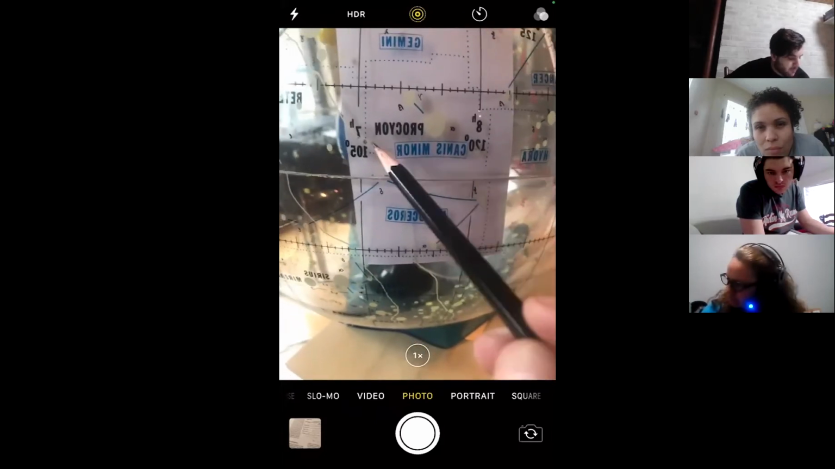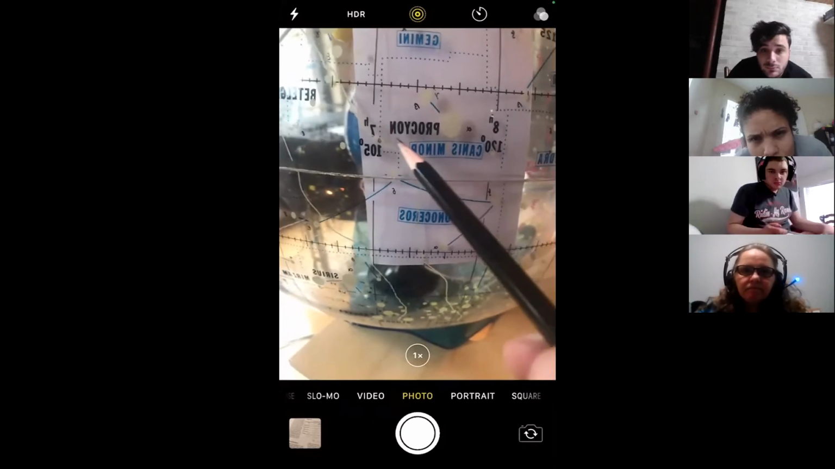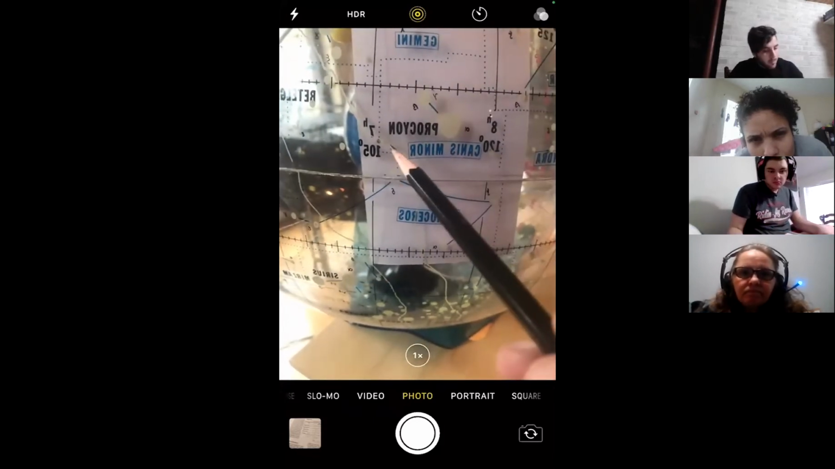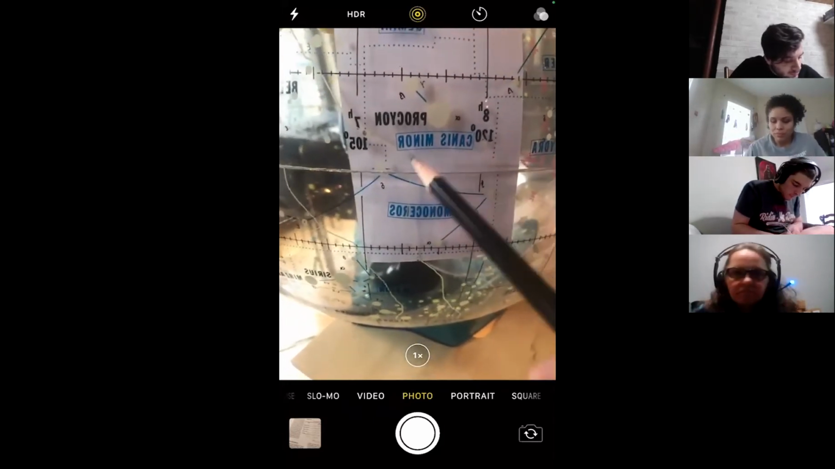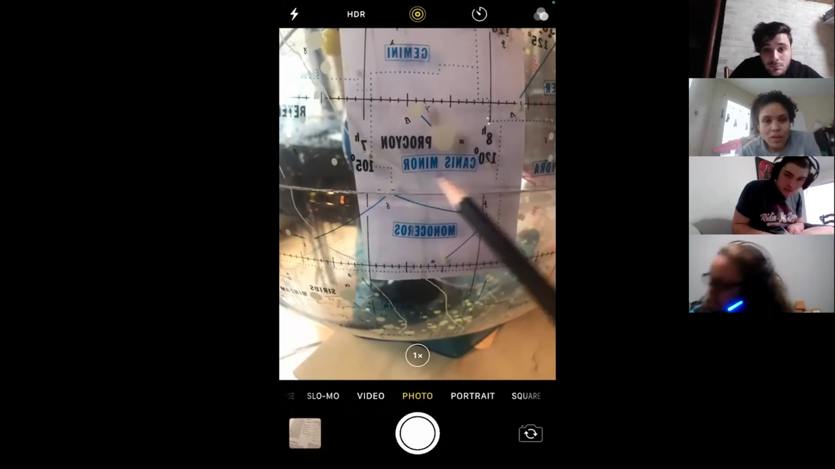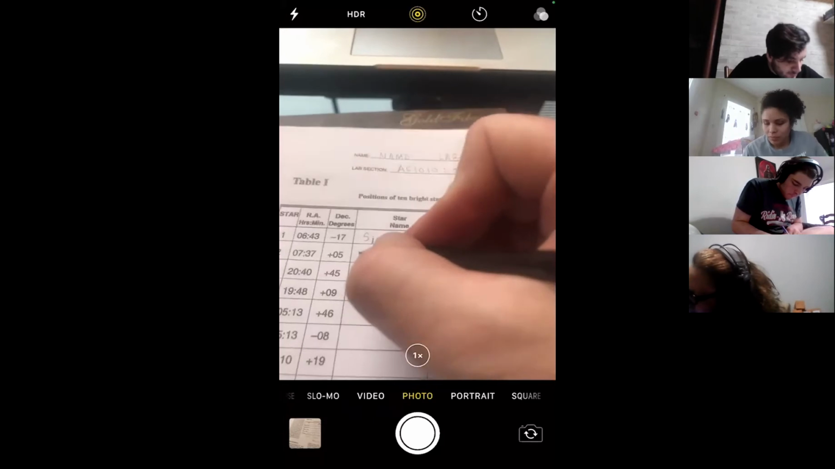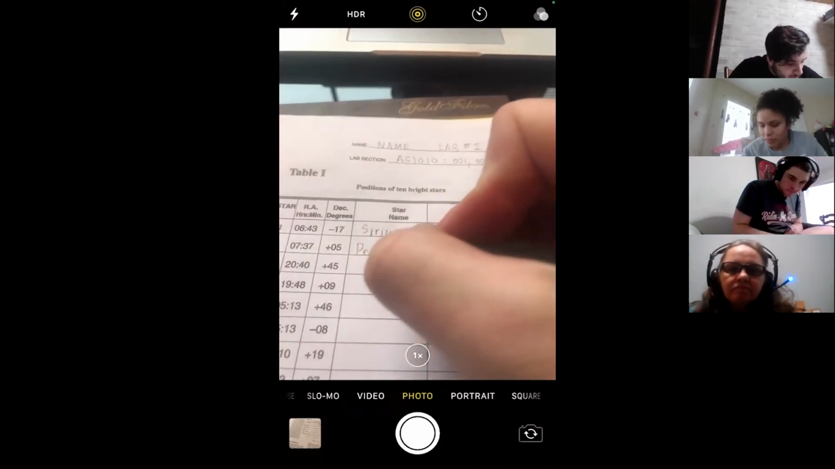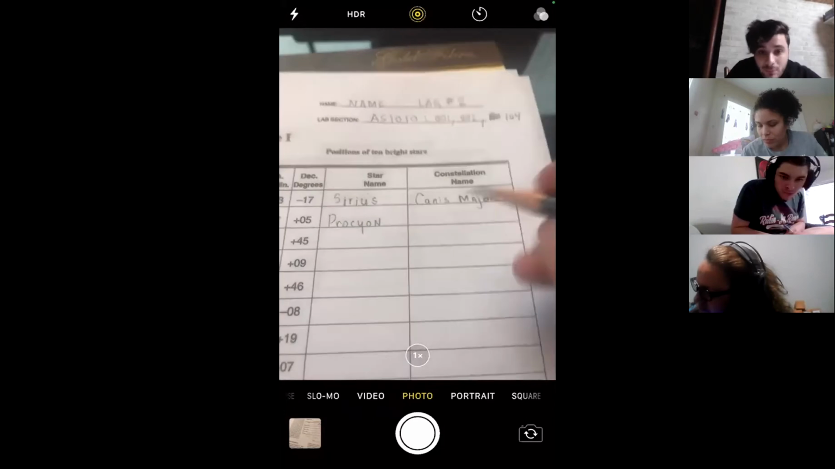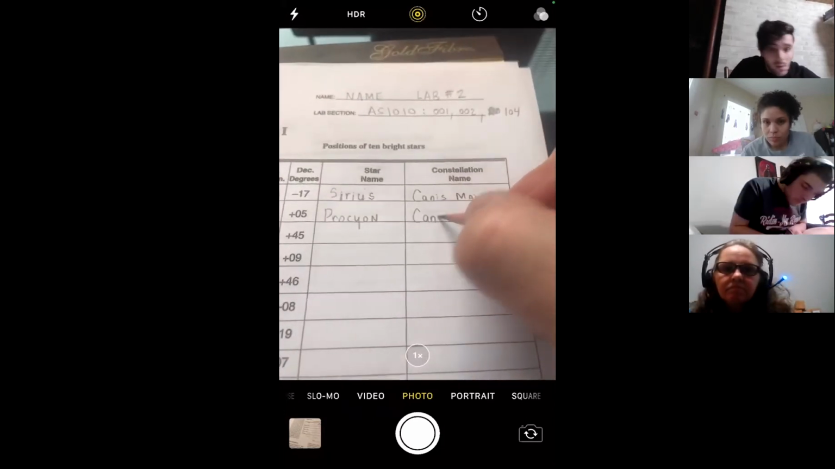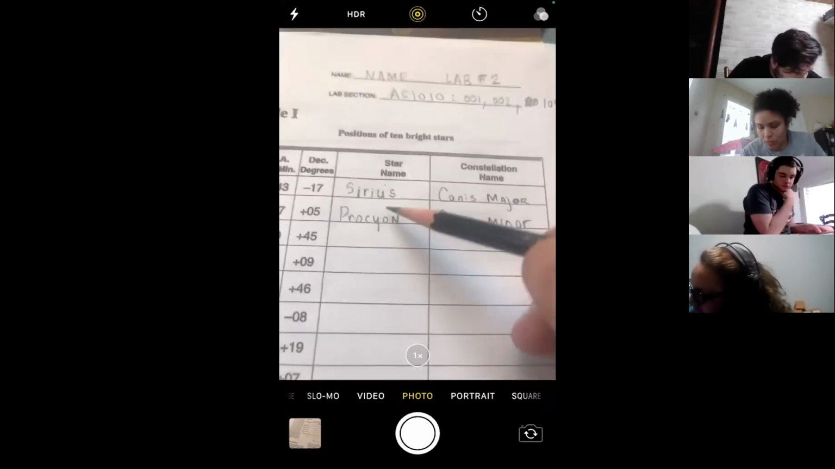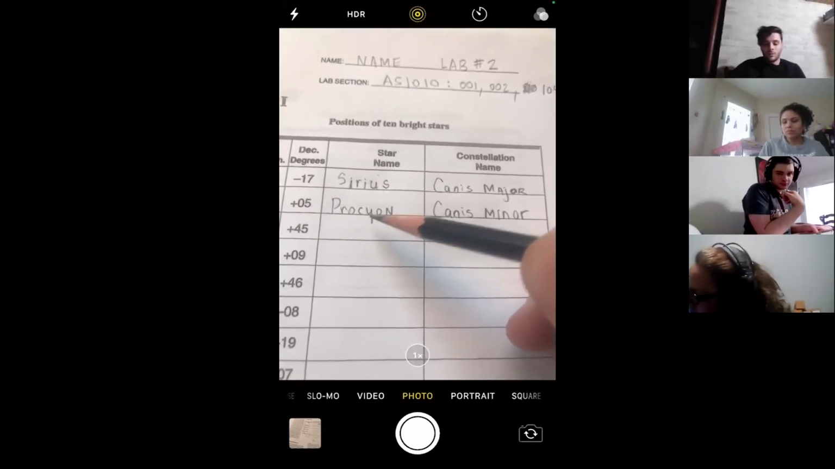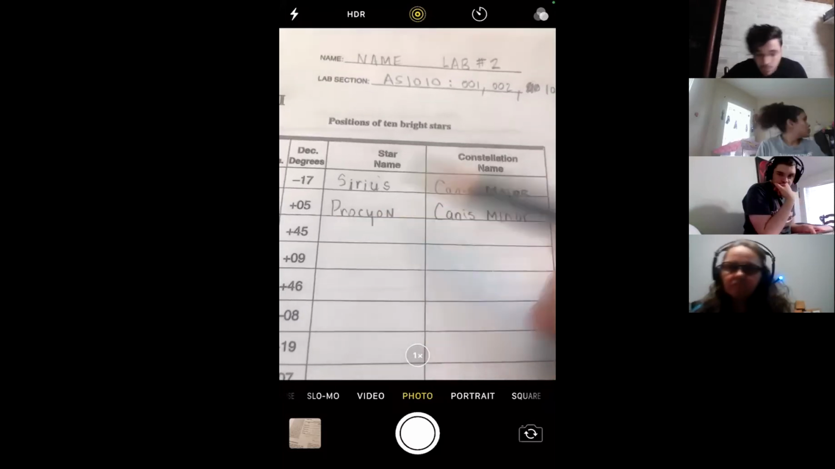What's our star? Procyon. Procyon. And the constellation? Canis Minor. Canis Minor, the little dog. Procyon is our star, and Canis Minor. In Latin, C's were always hard C's, never soft C's, so they were Procyon.